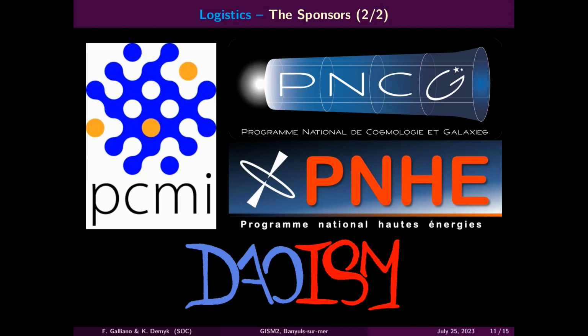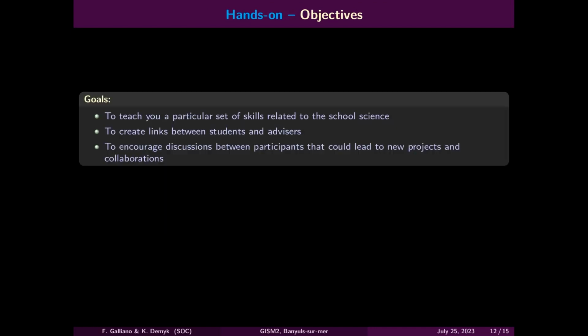So that's just the general introduction, only the practical stuff. Now, Karin is going to talk about the hands-on session. Maybe we should say that this school is the second of a series. The first one was organized in 2021, so it was completely remote, and we organized hands-on sessions that were only on Zoom. We hope that this time you meet together, so it will be even more fruitful. The goal, as Frédéric says, is to teach you particular sets of skills related to the school science, to create links between you students and between the advisors also, and to encourage discussion between participants that could lead to new projects and maybe collaboration.